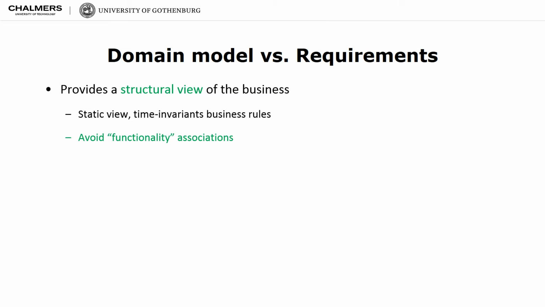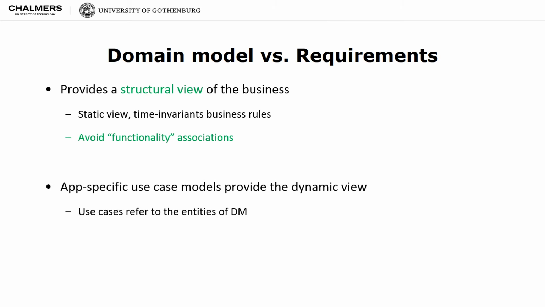To the best extent, you should try to avoid and fight the temptation of introducing functionality that is specific to the application or system that you have to build into the domain model. This functionality is better represented in the use cases of the application, which are a way to represent the dynamic view of the system. The reason for this is that the domain model should, to the best extent, be application independent, and should provide a representation of the business environment for all the applications that you might eventually build in that domain.